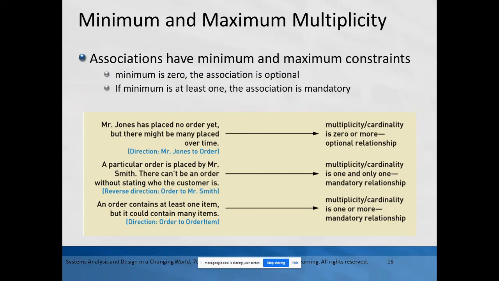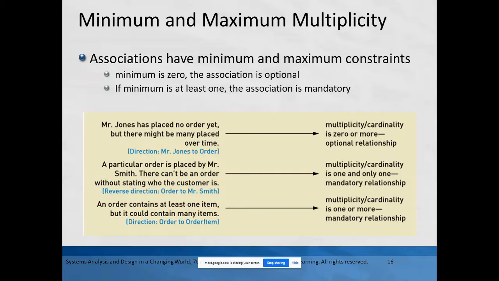Or you could say you can't become a customer until you buy something, depending on the company and what their requirements are. If that's the case, then the minimum would be at least 1. And they have some examples here. Mr. Jones has placed no order yet, but there might be many placed over time, and that's a 0 or more optional relationship.